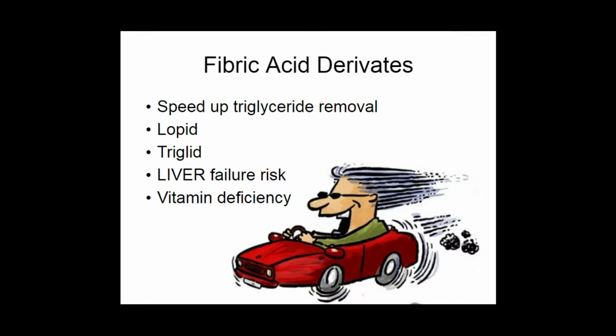The next one are called fibric acid derivatives, and they actually speed up triglyceride removal. Their example medications are Lopid and Triglid. There's a huge liver failure risk with these medications, and they can cause vitamin deficiencies.